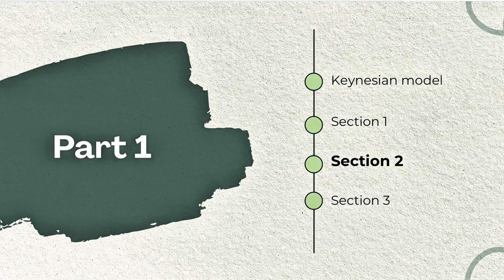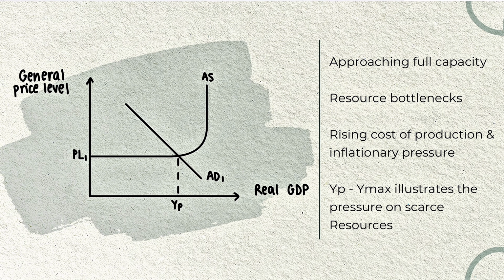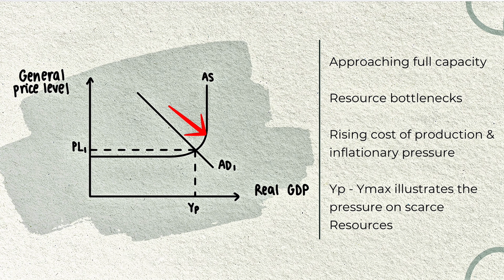Moving on to section 2. Section 2 is where all economies aspire to be, as section 1 here is deflationary and section 3 here is inflationary. Section 2 illustrates the approach to full capacity. At this stage, the economy will experience resource bottlenecks. This occurs when specific factors of production become scarce, slowing down production and forcing up costs. And this will cause inflationary pressures within the economy.